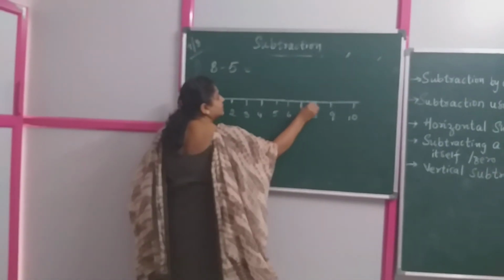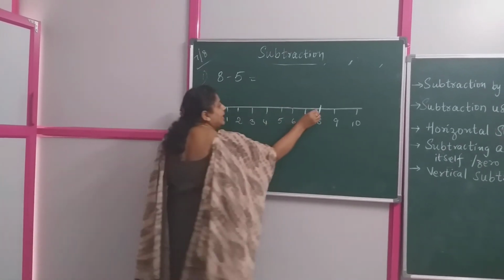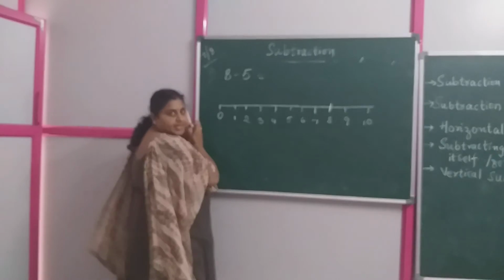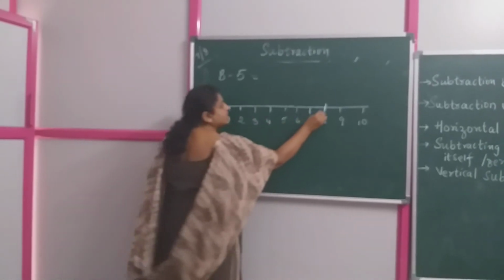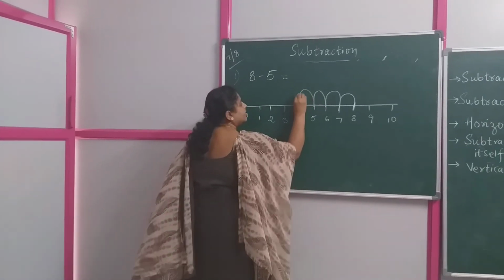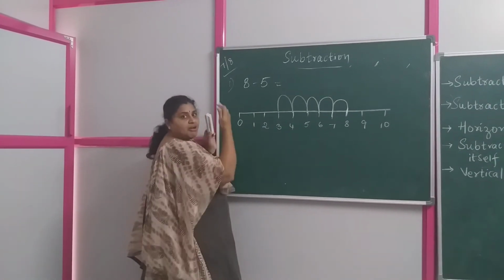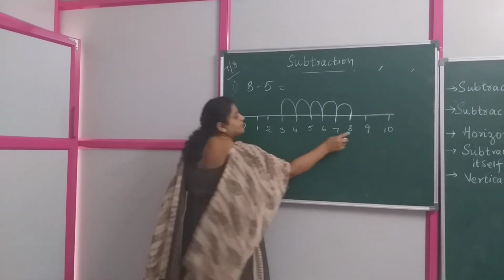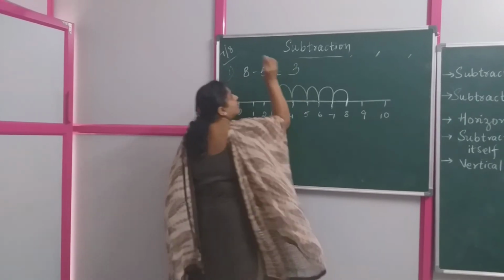So from 8, what do you have to subtract? 5. So from 8, you have to count backward. You know backward counting? Very good. So from 8, we count back: 1, 2, 3, 4, 5. Because 5 is given, how many jumps am I making? 5 jumps, and that too backward. From 8, 1, 2, 3, 4, 5. Now where did I stop? I stopped at 3. So that is your answer.